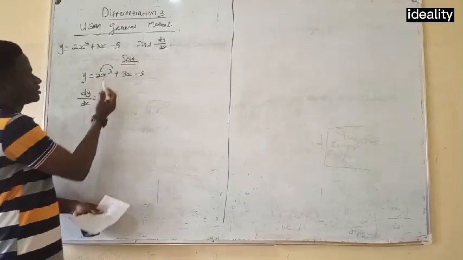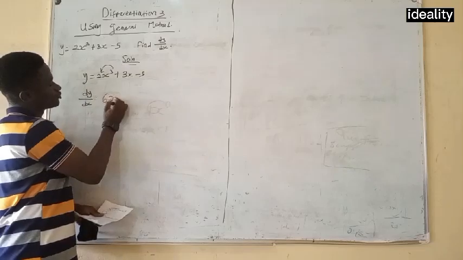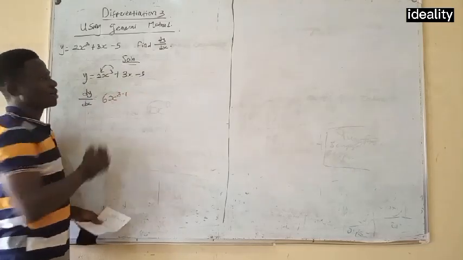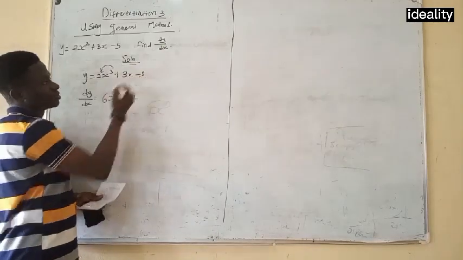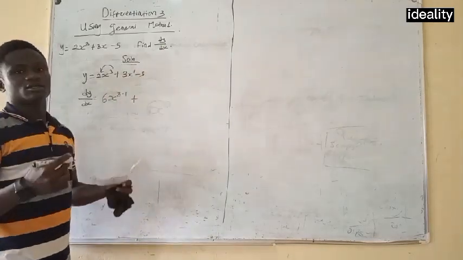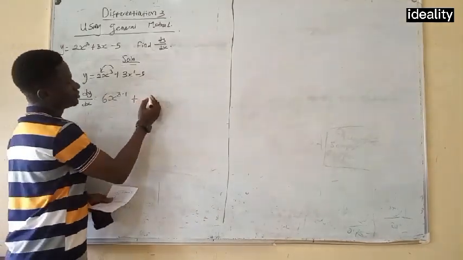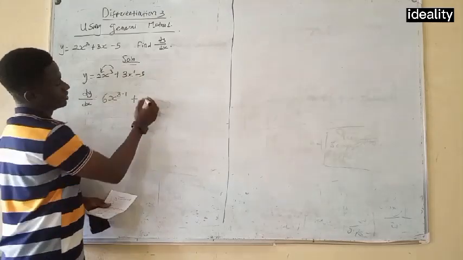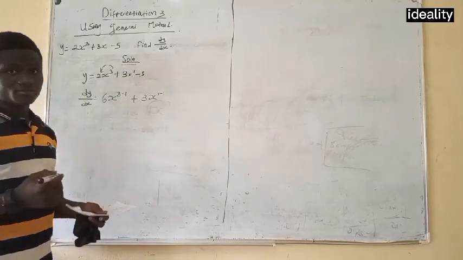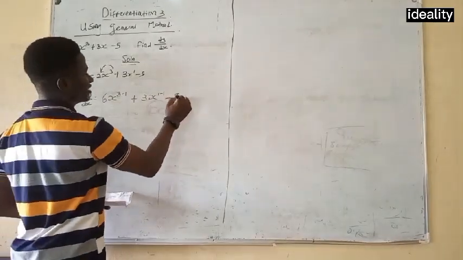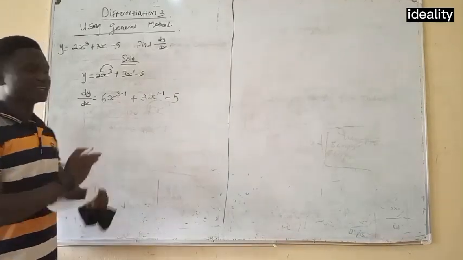So here you come here, you say 3, you multiply by 2. That is 6x raised to power 3 minus 1. That's what you do. Plus, now this x is raised to power 1. I don't even have to tell you that anything that doesn't have a power is always raised to power 1. Plus, now you bring this 1 again, you multiply by 3: 3x raised to power 1 minus 1. Right? Now minus 5.